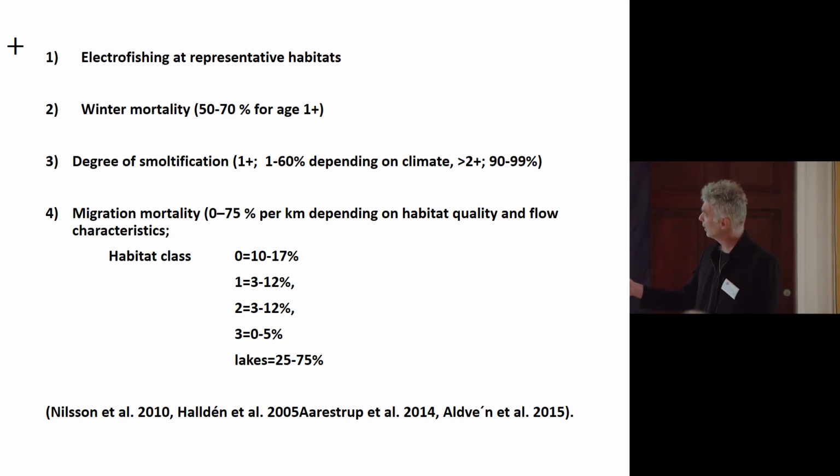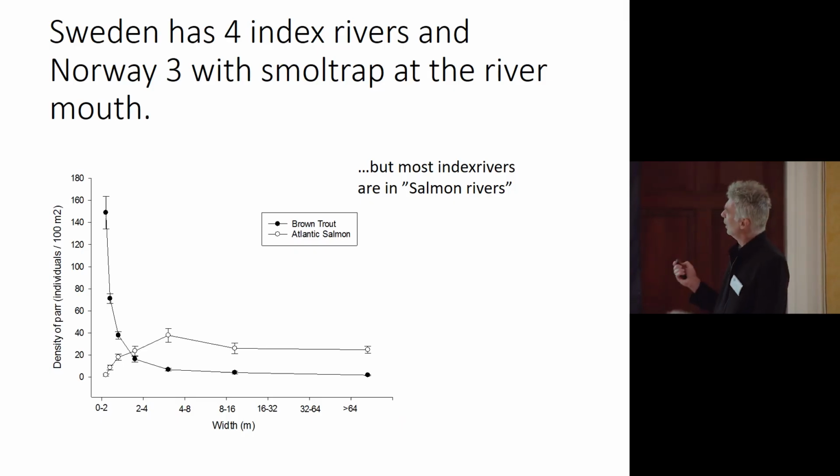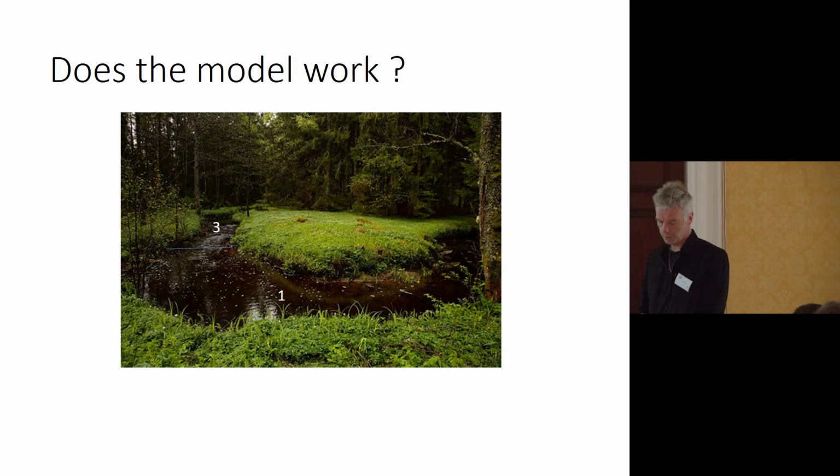We need to add winter mortality, degree of smoltification, and migration mortality. And as you can see, in the poorest habitat, we have a mortality rate of up to 17%. In the best habitat, between 0 and 5%. But then we need to add the lake mortality as well, and in some data, it has been reported up to 75%. So it gets quite complicated, but we need to add the lakes as well. There are a number of literature data, but there's much more data that we need to put in here. Sweden has 4 index rivers and 3 with smolt traps in Norway, so we need to see if we can use these smolt traps to validate the system.